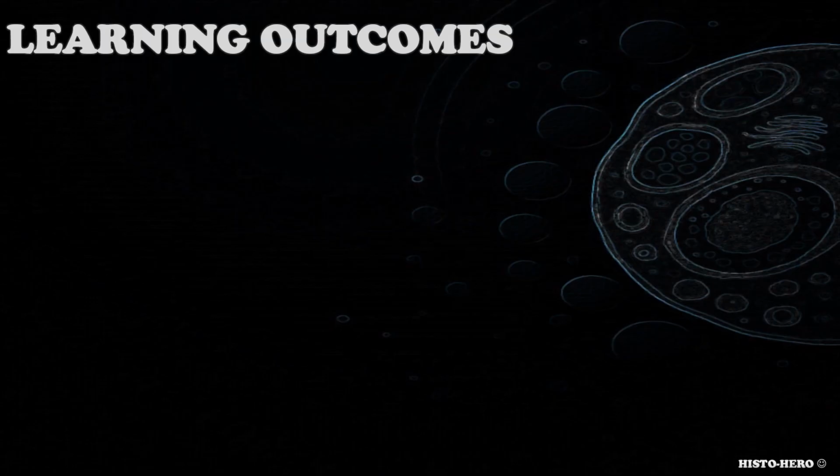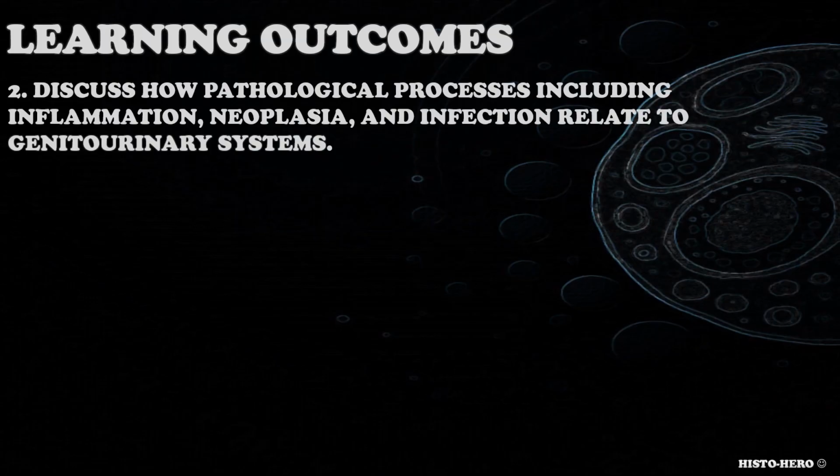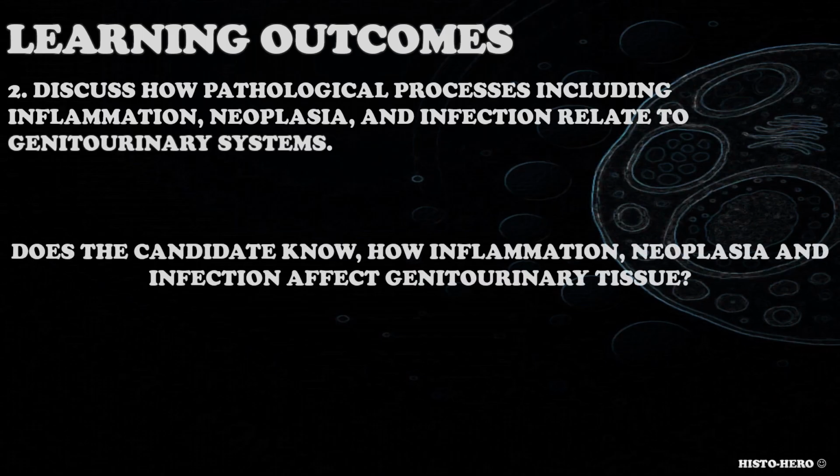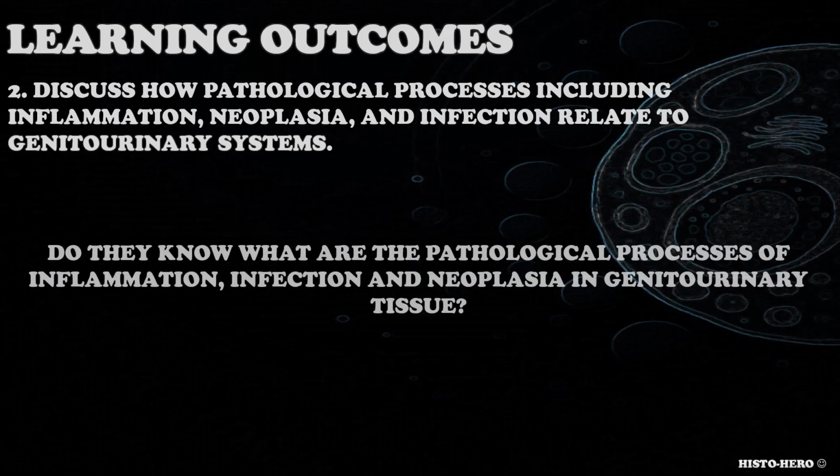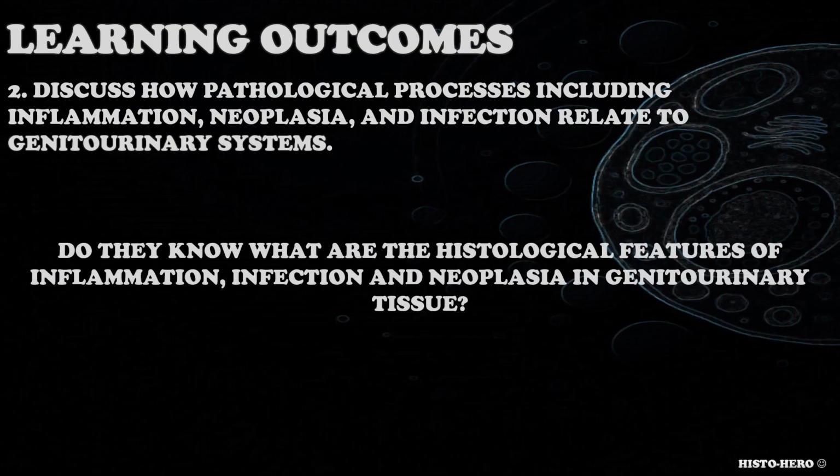The second learning outcome is, discuss how pathological processes including inflammation, neoplasia, and infection relate to the genitourinary system. Candidate needs to know how inflammation, infection, and neoplasia affect genitourinary tissue. Does the candidate know how inflammation, neoplasia, and infection affect genitourinary tissue? Do they know the difference between inflammation, infection, and neoplasia in genitourinary tissue? Do they know what are the pathological processes and the histological features of inflammation, infection, and neoplasia in genitourinary tissue?